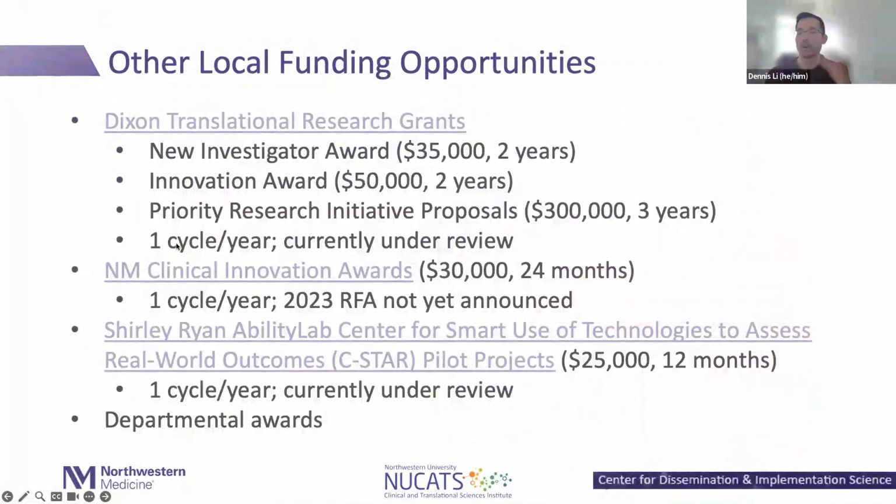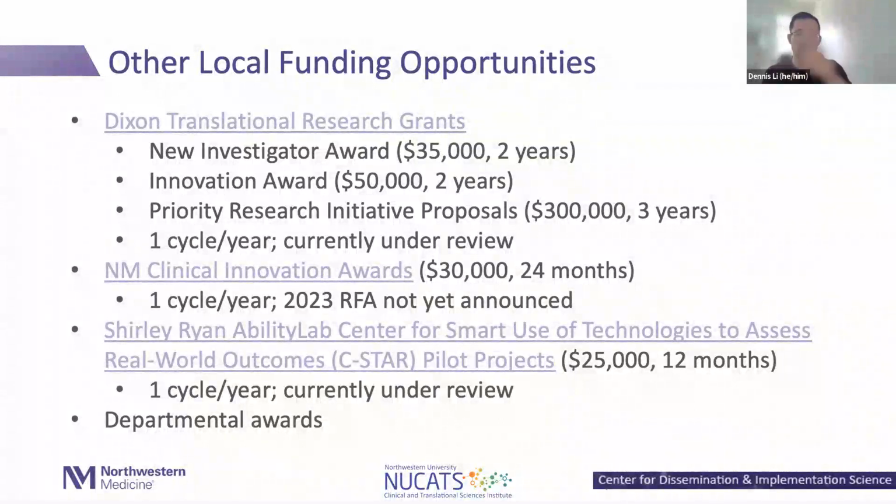And then there are a number of other smaller opportunities like the Dixon Translational Research Grants, the NM Clinical Innovation Awards. Shirley Ryan has their own set of implementation-related grants as well. And of course, many of the departments themselves will support implementation and dissemination-related work. For sake of time, I won't go into all of the details.